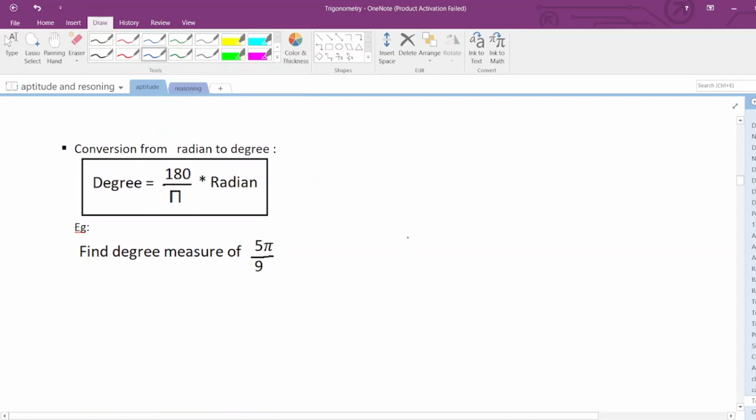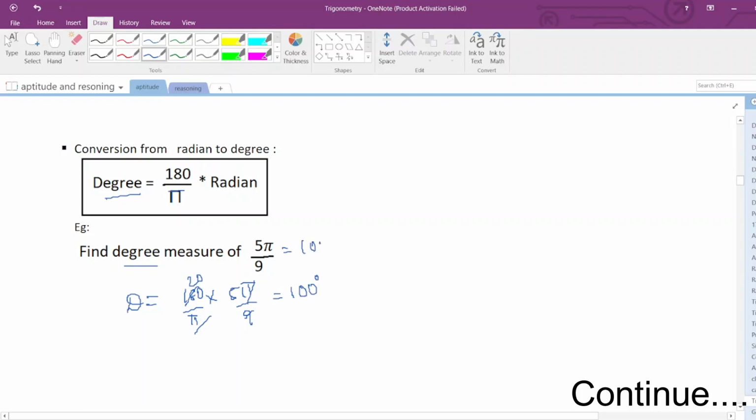The same way, if we want to convert from radian to degree, we have to use this formula: degree is equal to 180 by pi into radian. Let's try to understand with this example. Find the degree measure of 5 pi by 9. So degree is equal to, what is the formula? 180 by pi into 5 pi by 9, correct? So pi cancels, 9 20s are 180. 20 into 5 is equal to 100. So 100 degrees. So 5 pi by 9 is equal to 100 degrees, we can say.